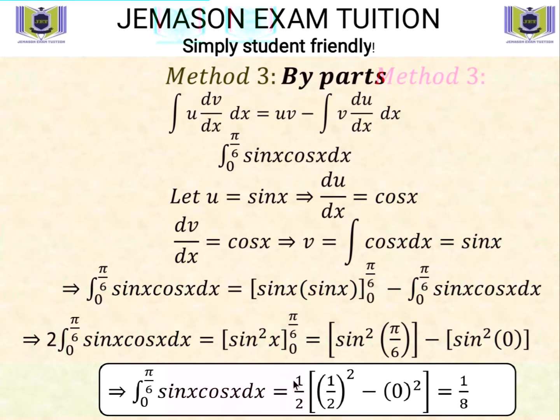So overall, half times the square of half still gives 1 over 8, which is the same value we had for the other two methods.